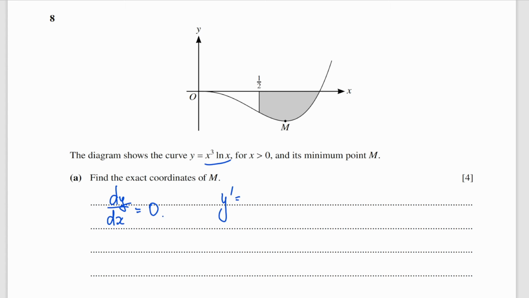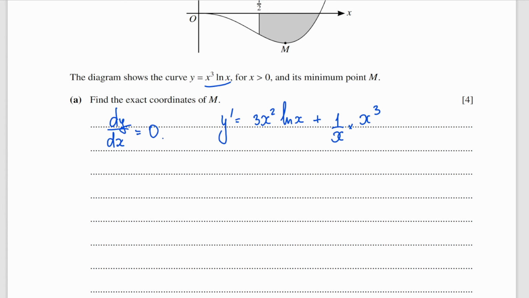I'm going to use the product rule, u'v plus v'u. The derivative of x cubed is going to be 3x squared times v, log x, plus the derivative of log x, which is 1 over x, multiplied by u, which is x cubed. Now let's simplify it and make it equal to 0.